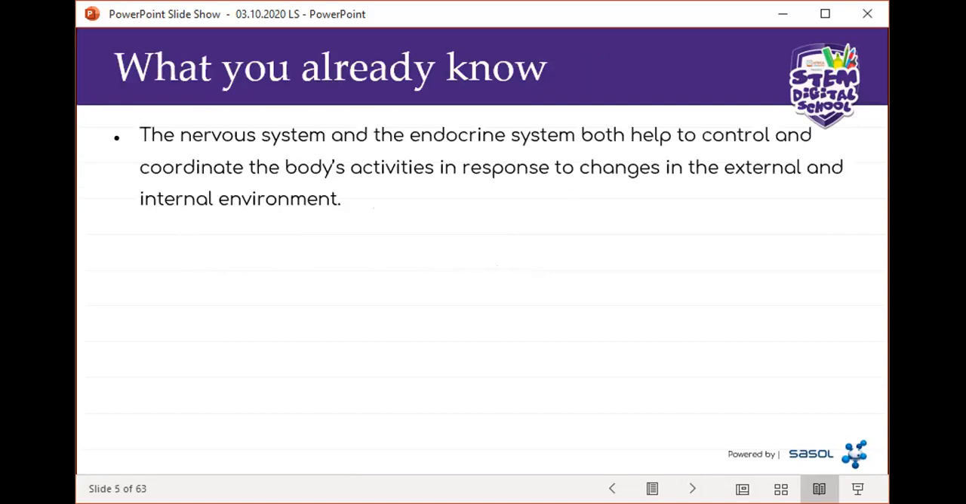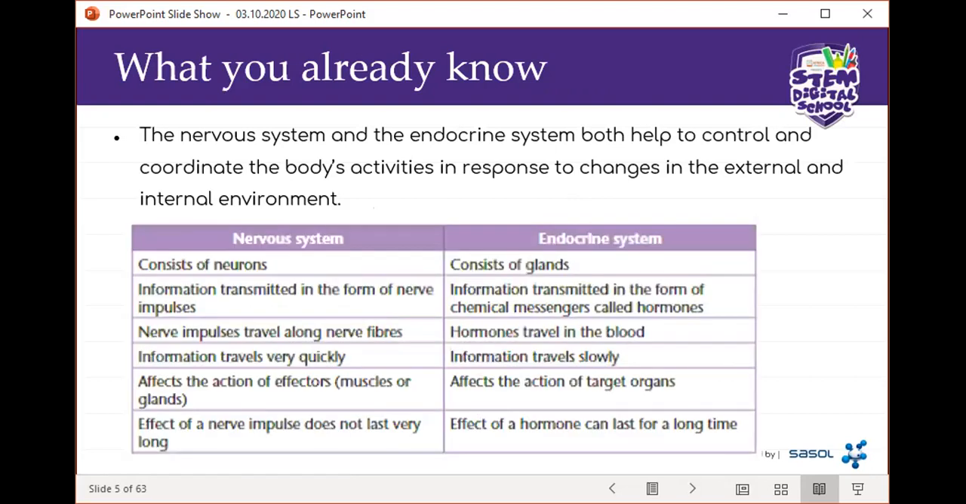In the previous video, we looked at the nervous system, and we said that the nervous system and endocrine system help the body to control and coordinate its activities in response to changes in both the external as well as the internal environment. We said that both are needed for our survival. And so now we want to look at the difference between the nervous system and the endocrine system.